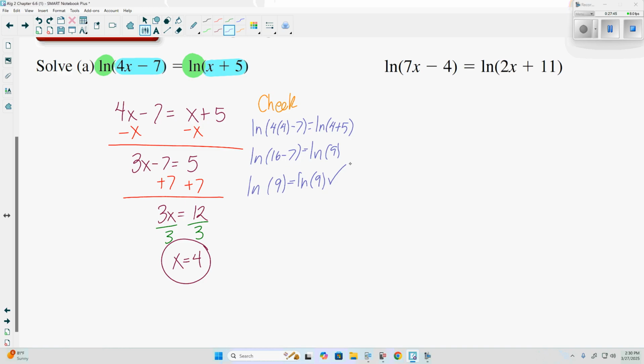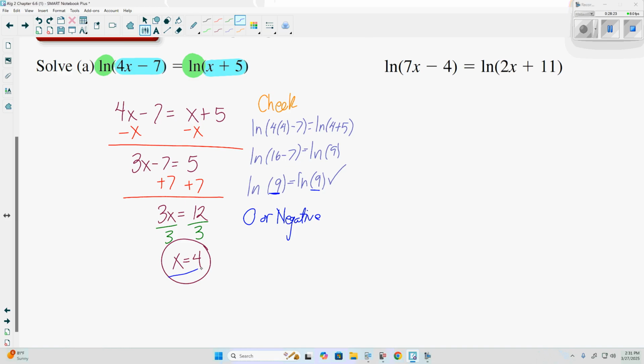Now we can have extraneous solutions with the logarithms because the number inside the log cannot be 0 or negative. We cannot take the natural log of 0 or a negative number. So if a solution that we have, when plugged back in, gives us a logarithm of 0 or a negative number, it does not work. It's fine with exponents. We cannot have 0 or a negative number inside the log.